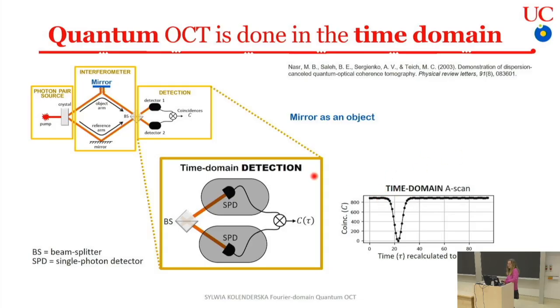We can observe, if we have a mirror as an object in the interferometer, that at certain time delays there is a dip. This dip appears because the coincidence rate drops when the position of the mirror in the reference arm matches the position of the mirror in the object arm of the interferometer. So close to the 0 time delay, we observe the drop in coincidences.